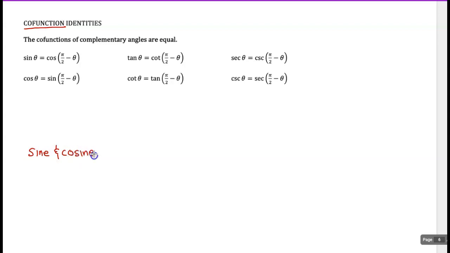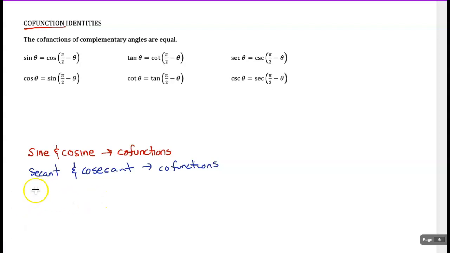So sine and cosine are cofunctions. And then you have secant and cosecant. They're cofunctions. And then the only one that's related twice is tangent and cotangent, because they're cofunctions and they're reciprocals. So then you have tangent and cotangent. Those are called cofunctions.